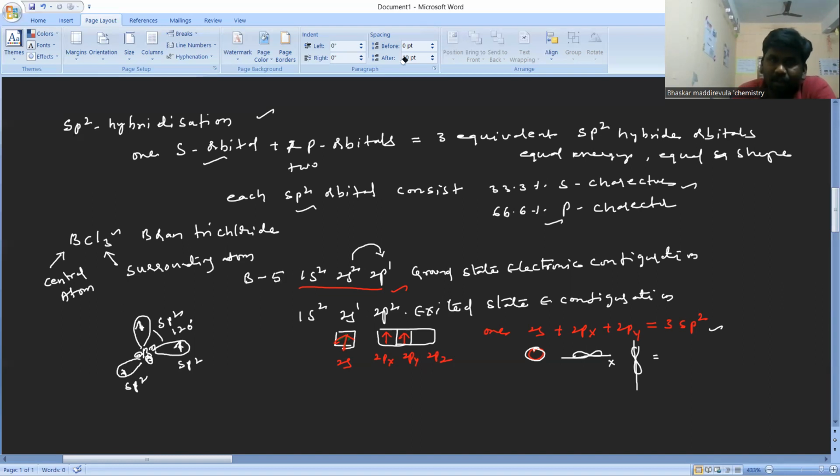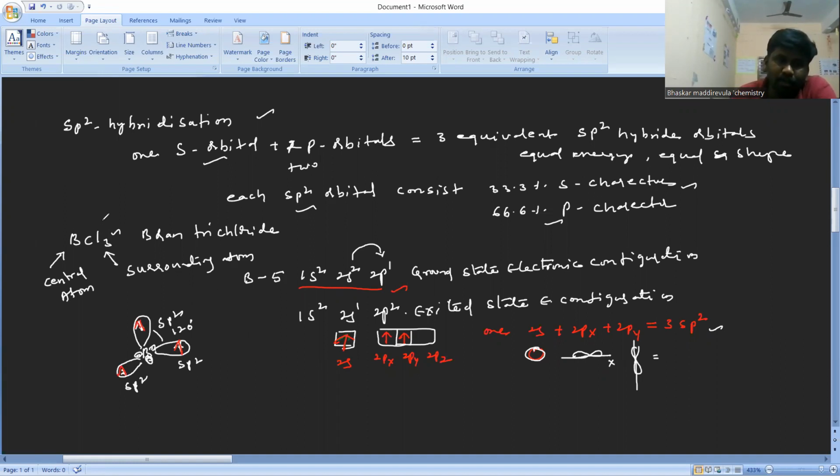I will draw with the other. So there is a half electron in each sp2 hybrid orbital. Next, this is the simple metal one.